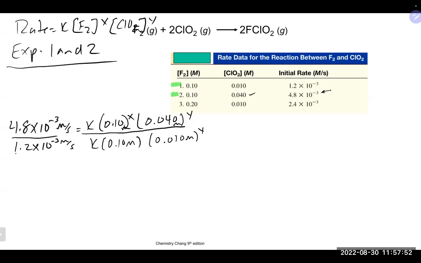So if I do a little division here, that should give me a 4. Once again, the rate constants should completely cancel. These guys here, which are the same concentrations, should also completely cancel. Now, when I do the division here at the end, that is going to give me a 4 to the Y. Once again, you could probably just visually see that Y in this case is going to equal 1. So that would be the order for ClO2 based on the experimental data that we got going on. Any questions on that calculation?